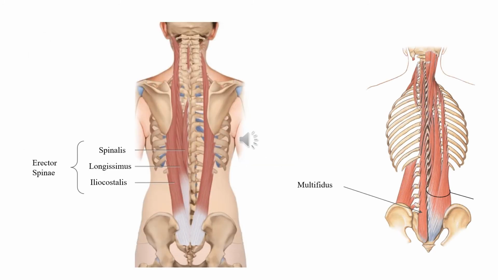This is the erector spinae. It consists of 3 separate groups, the spinalis group, the longissimus group, and the iliocostalis group. Its main action is to extend and laterally bend the vertebral column and head.